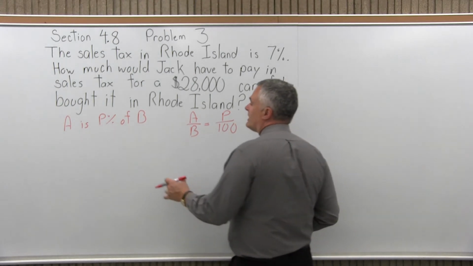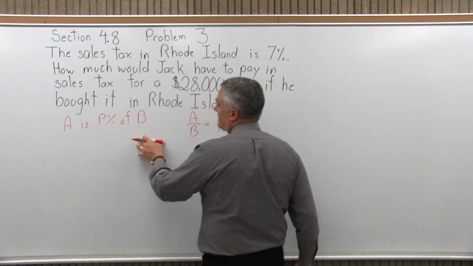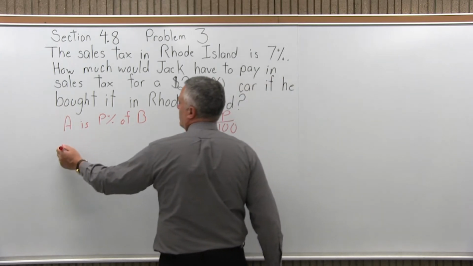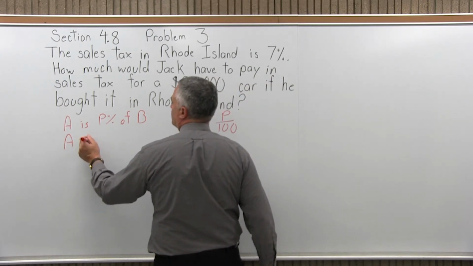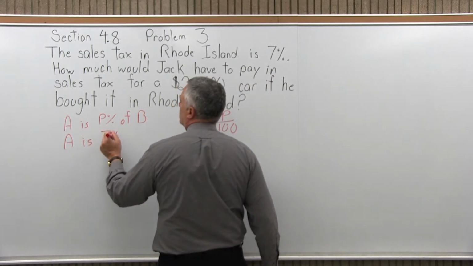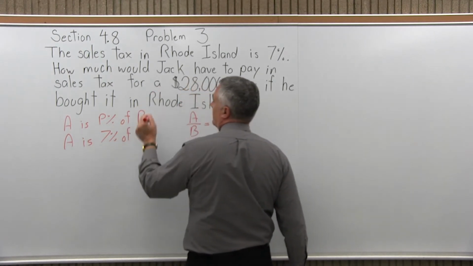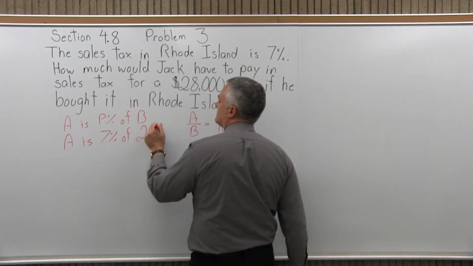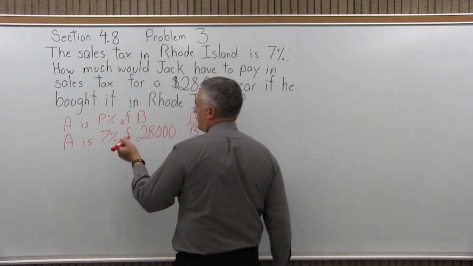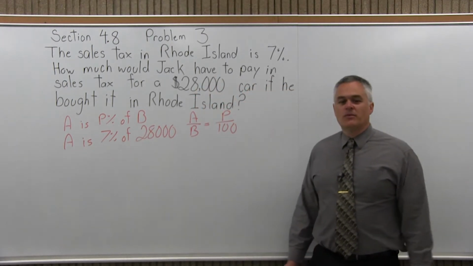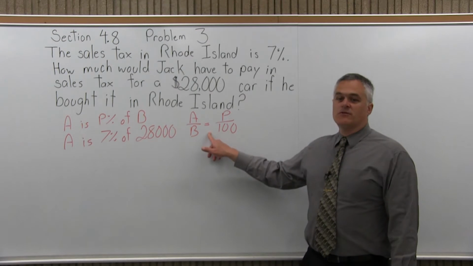So, can I write it as A is P% of B? Yes, I can. The A is the unknown. That A is 7% of the price of the car, $28,000. A is 7% of $28,000. That writes it in the format that I like, that allows me to use the formula.